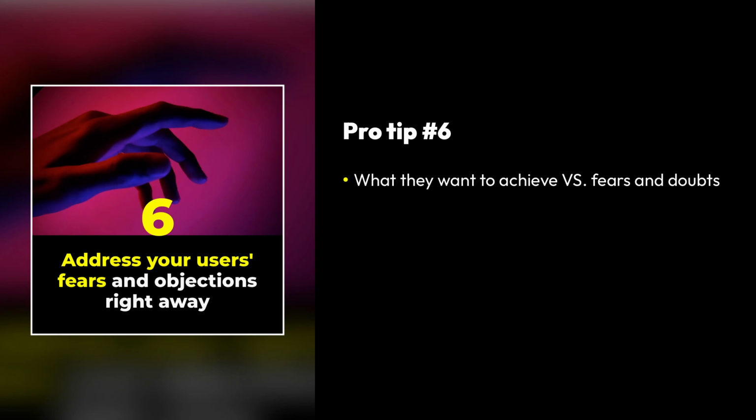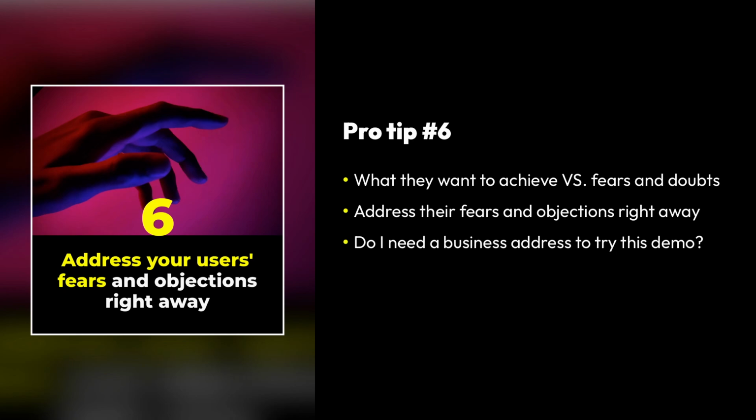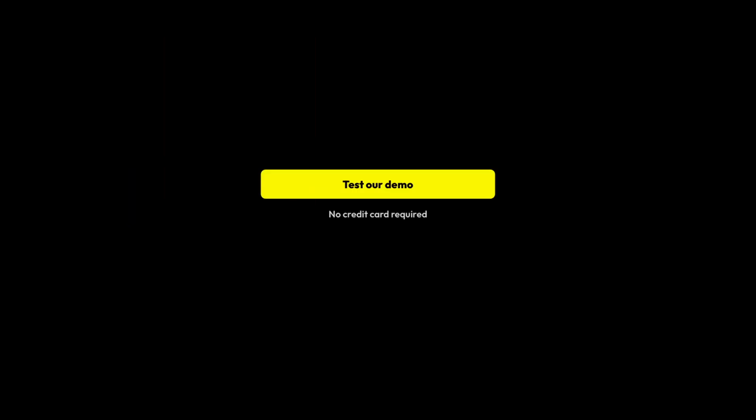So, in addition to telling users what will happen next, it is important to address their fears and objections right away. These fears could be anything from, do I need a business address to try this demo, or will I get a bill if I buy this service, to what will happen to my data. Again, one of the best ways to solve this problem is to use a helper text just below the call to action that answers the user's question right away. For example, if you have a call to action button below a form field where users enter their credit card details, mention that the data is stored and encrypted.